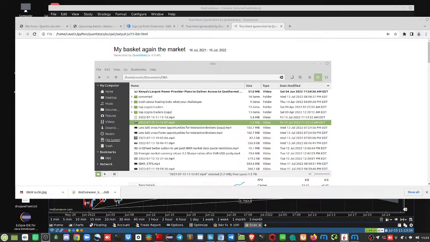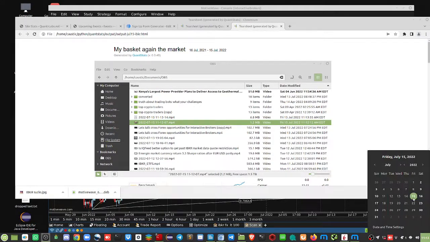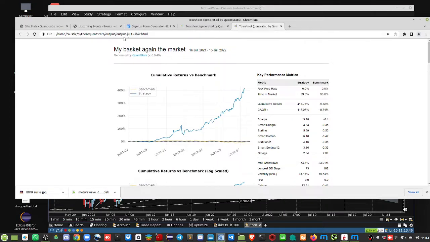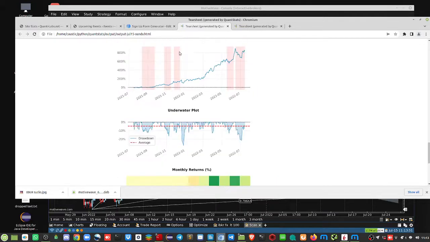Just going over, for today only, the difference between Oanda and Interactive Brokers currency pair selection. So today is, let me just go over the screen, the 15th of July. It's 11:13 a.m. Eastern Standard Time. So we have here two tear sheets. This one's from IBKR, Interactive Brokers, and this one is from Oanda.